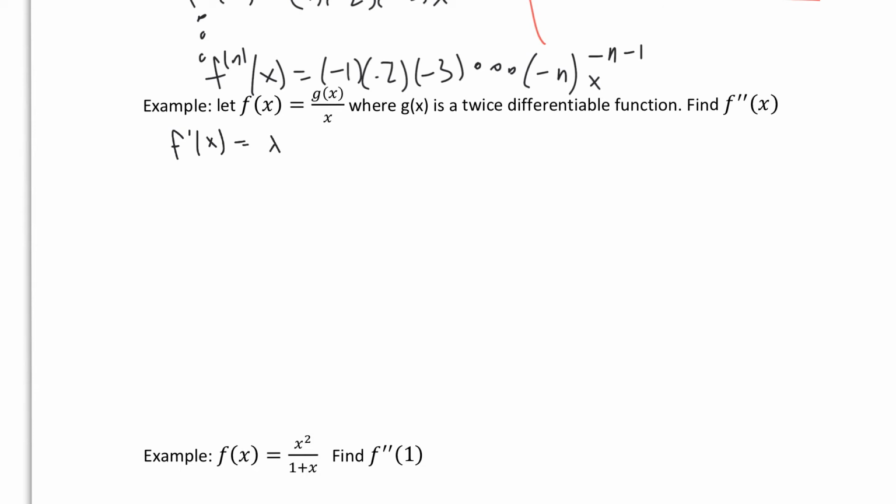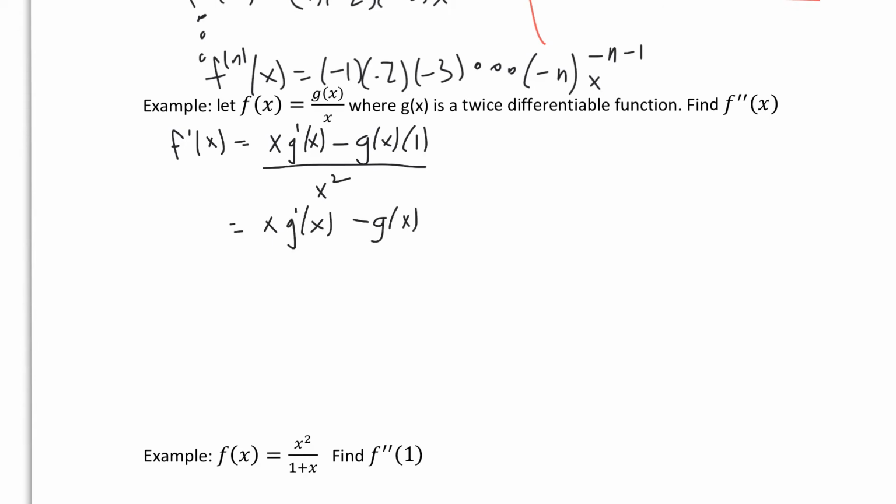So low d high, derivative of that is just going to be g prime, less high d low, derivative of x is 1, over x squared. We could simplify that a little bit. We'd get x g prime(x) minus just g(x), over x squared.